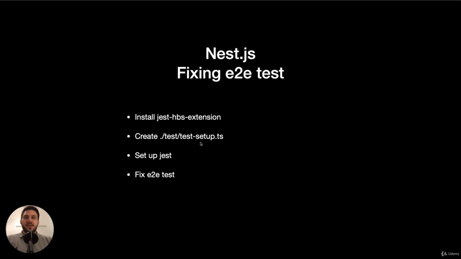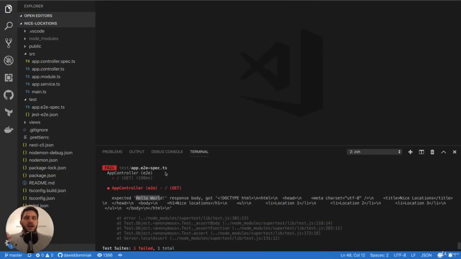We'll install Jest HBS extension. We'll create test setup file. We'll set up Jest. We'll update the Jest setup, and we'll fix end-to-end tests finally. So I haven't found any out-of-the-box solution, so we need to do a clever one. I've prepared for you a Jest extension to test templates.